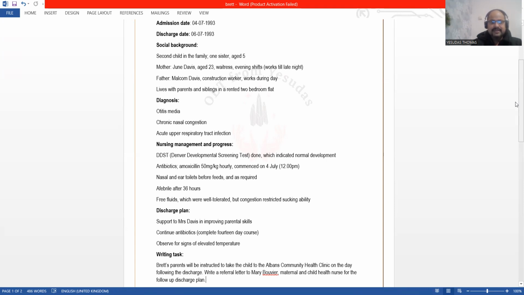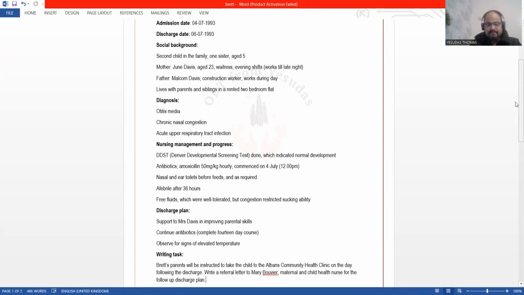Now let's go with the diagnosis. We have otitis media, chronic nasal congestion, upper respiratory tract infection. We don't have any tests or investigations here, but we have got 3 diagnoses. So we have to write all these things in the letter. So this also becomes significant there.